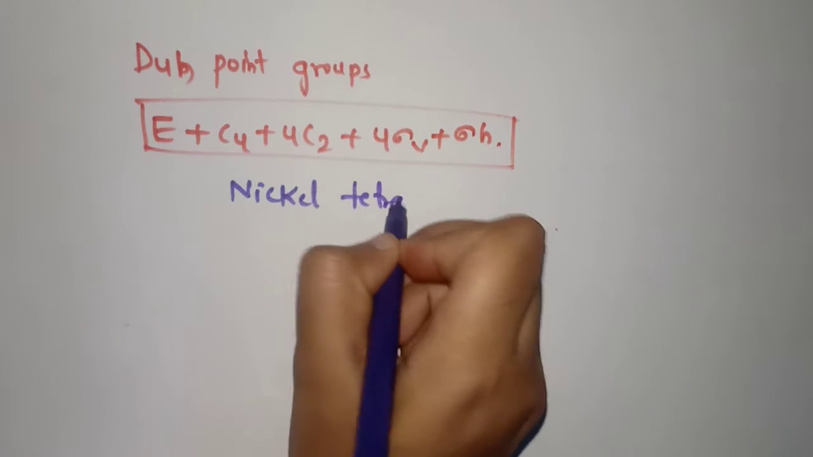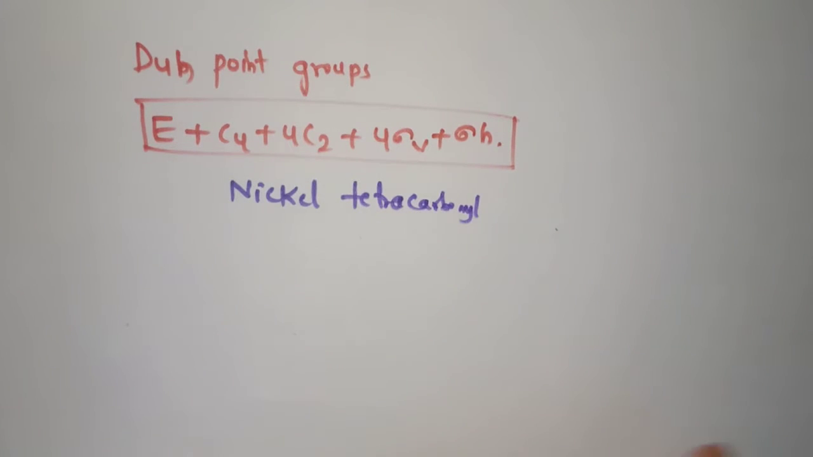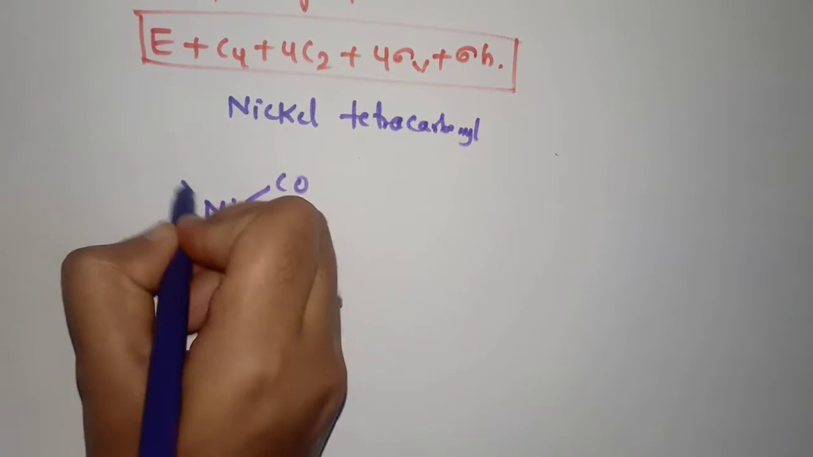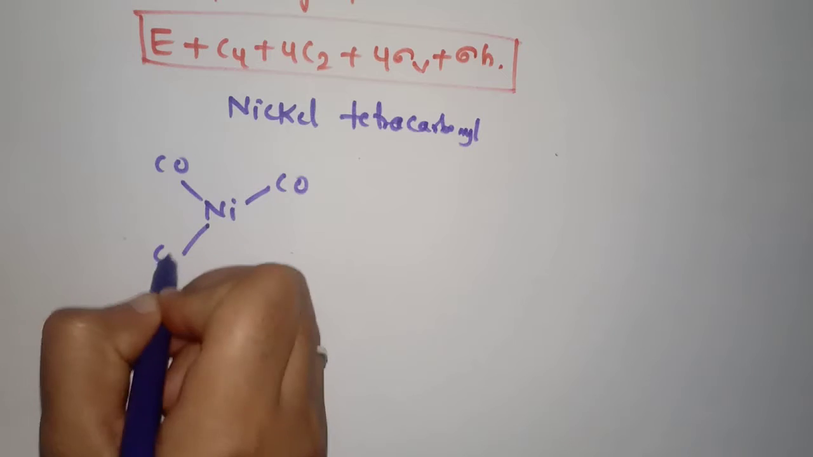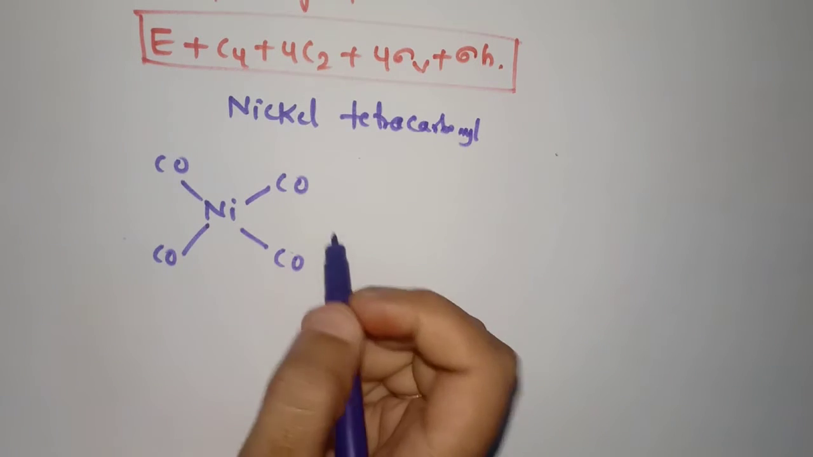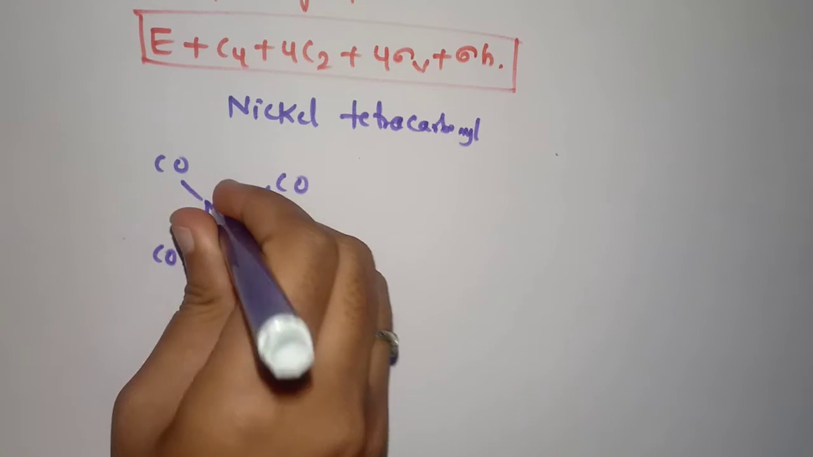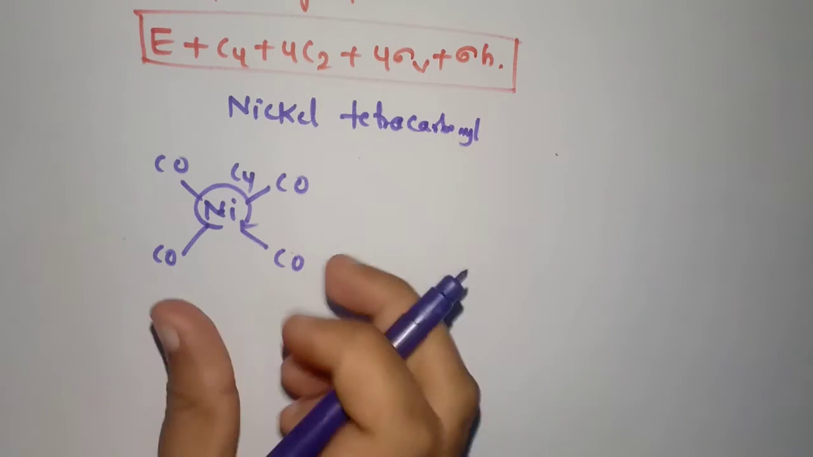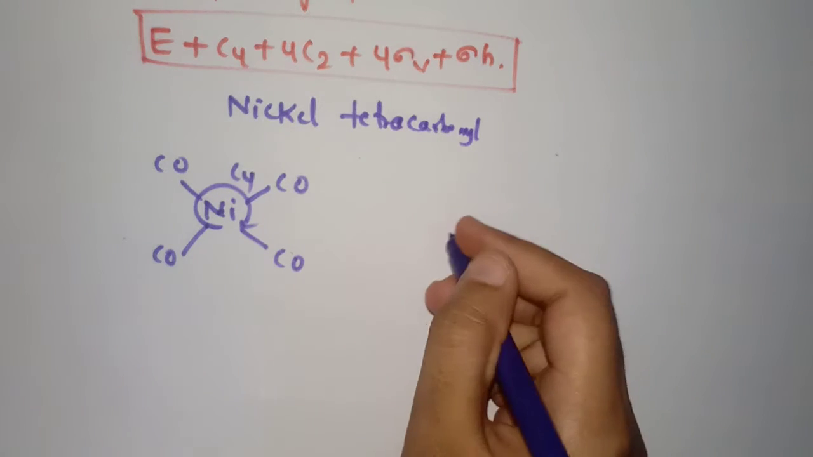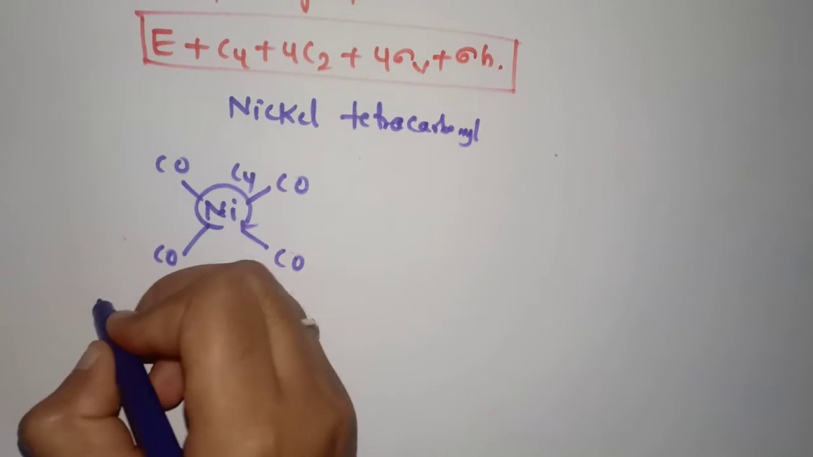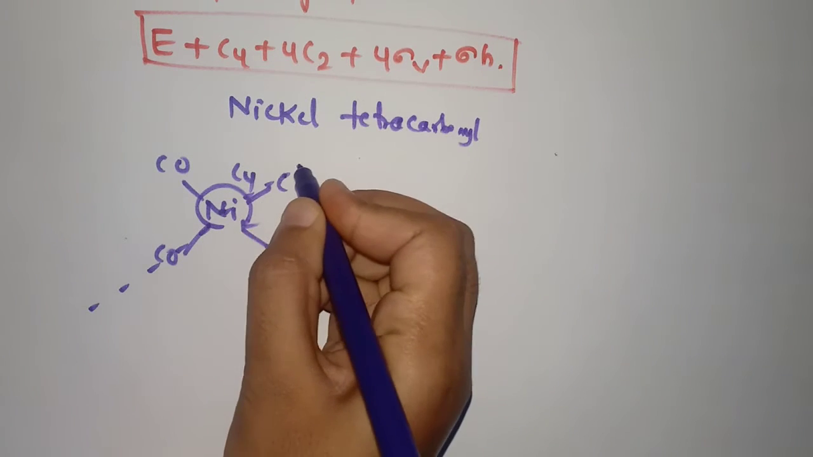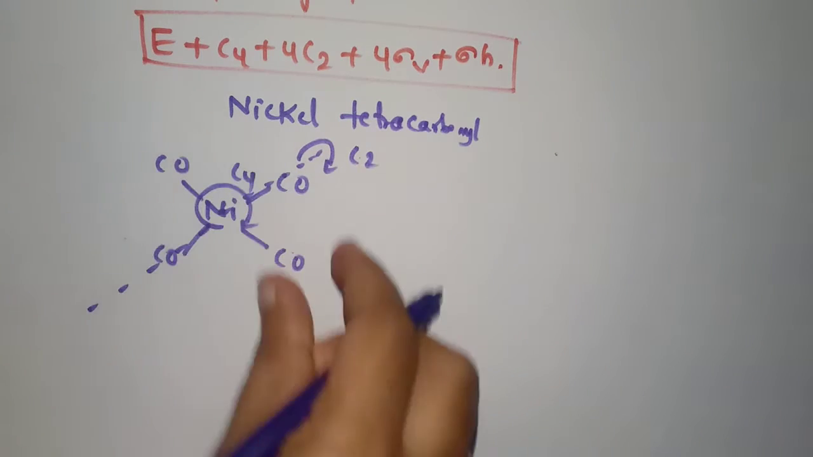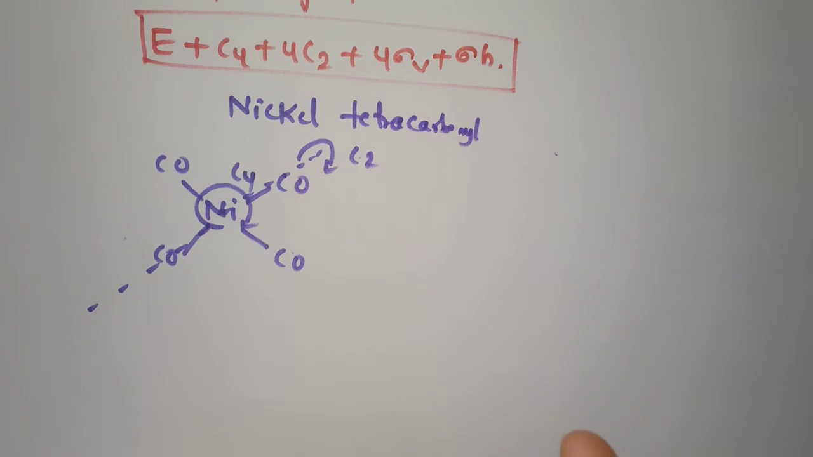Nickel tetracarbonyl. Let's draw the structure of this. C4 is the principal axis, and if you rotate by the C4 rotational axis of symmetry, you will get a similar configuration. And then again, if you pass the axis like this, here is a C2. If you rotate the molecule, this will come on this side and this will come on this side. Another time if you perform this, you will get a similar configuration.